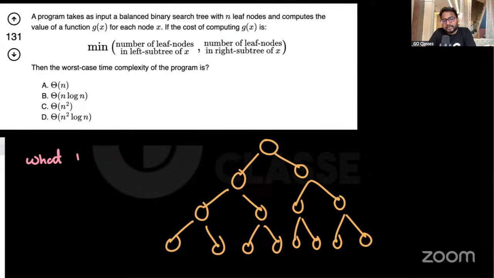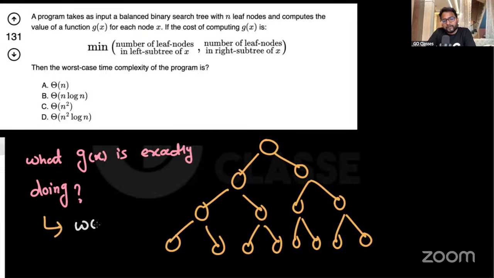What gx is exactly doing, we don't know, right? What we know is that if I want to calculate gx for this, maybe gx is printing all these nodes, maybe gx is summing all these nodes. I don't know actually.